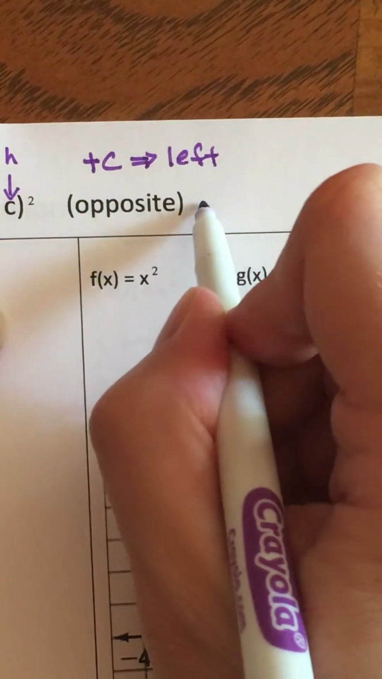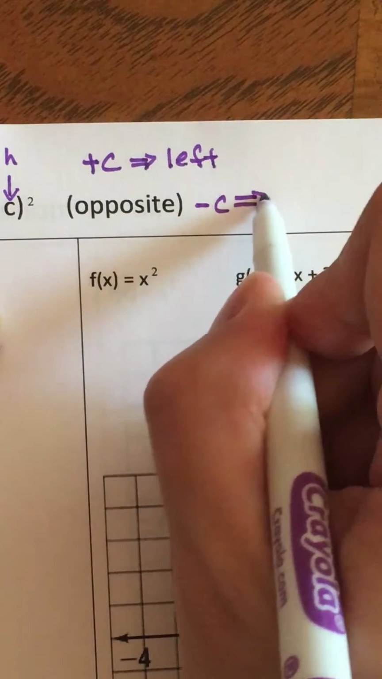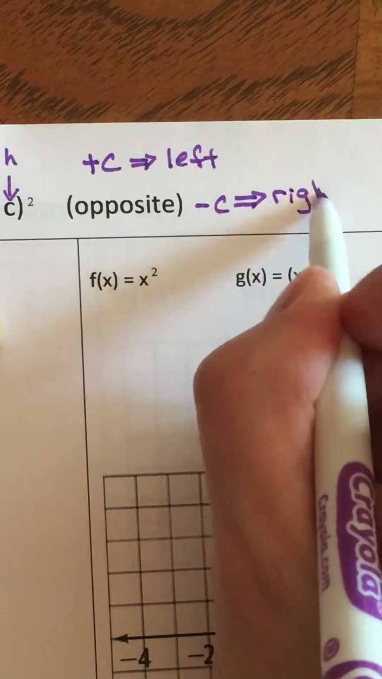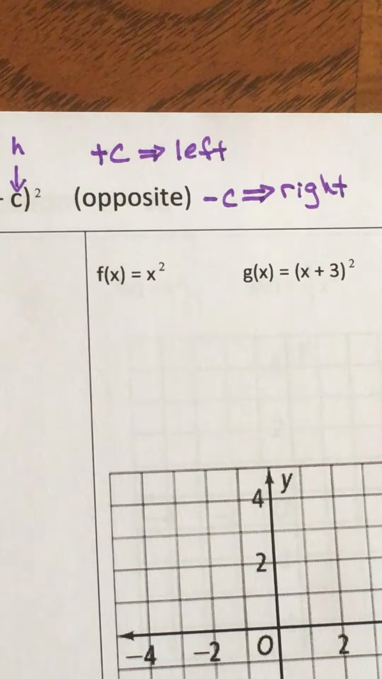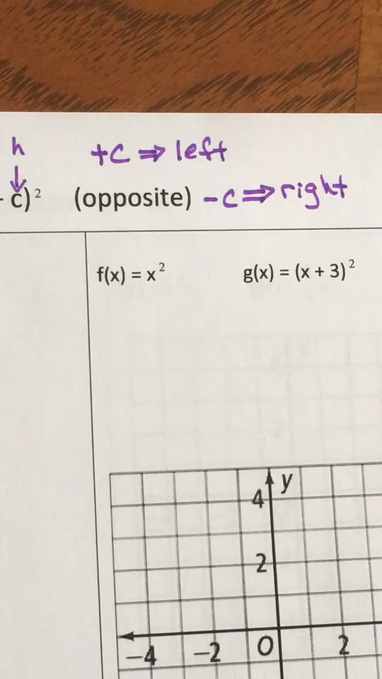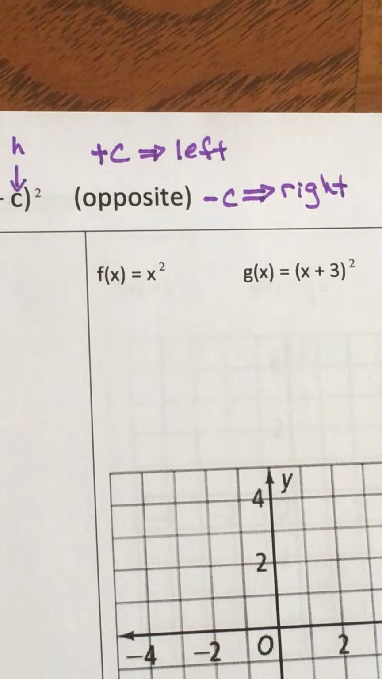If it is minus C, we are going to go to the right. And again, just like we saw before, if you can count the number of spaces, that's exactly what we're going to do here. It should be very user-friendly for you. I hope you're starting to see a pattern of behavior.